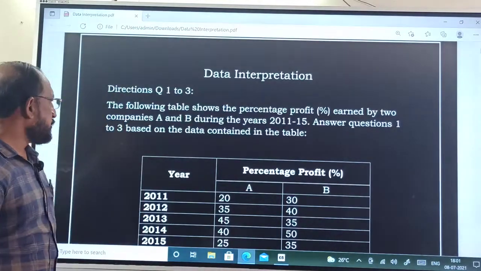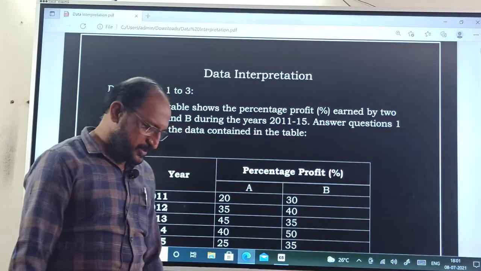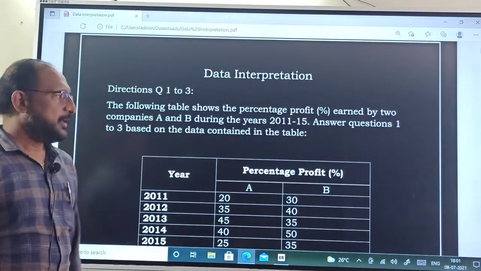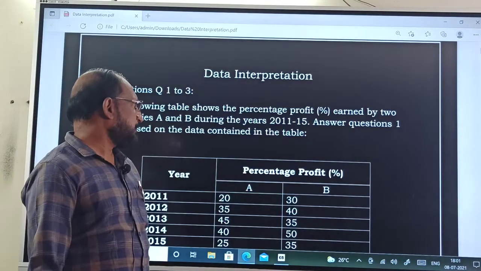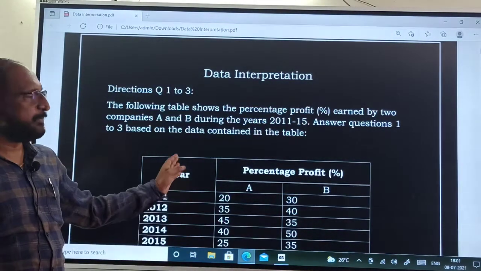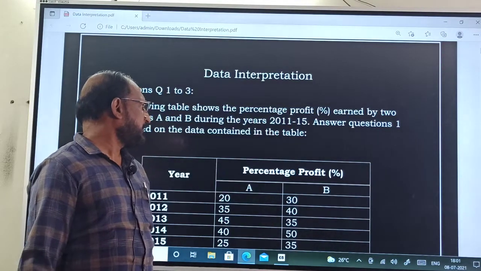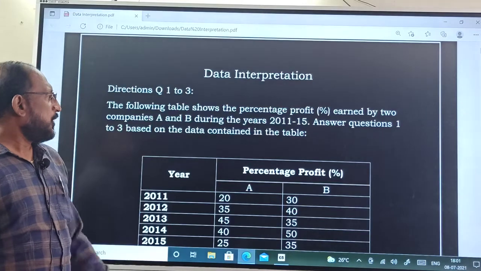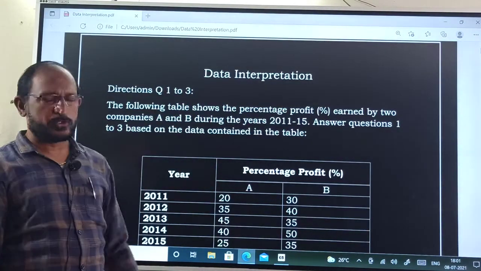Here, data interpretation passage problems. Questions 1 to 3 are given. The following table shows the profit percentage of two companies, A and B, during the years 2011 to 2015. According to the given data, we have to answer 3 questions.